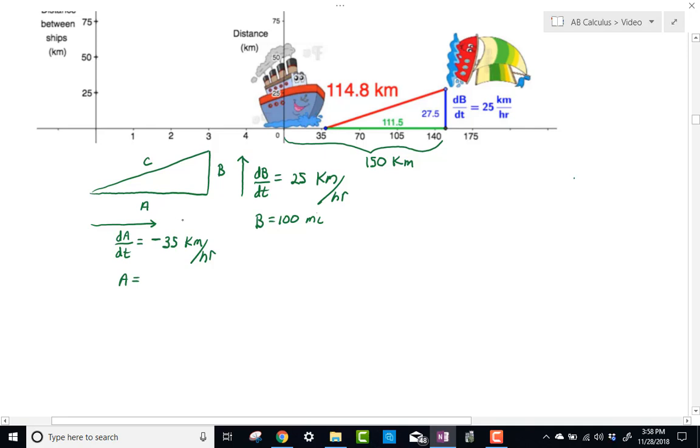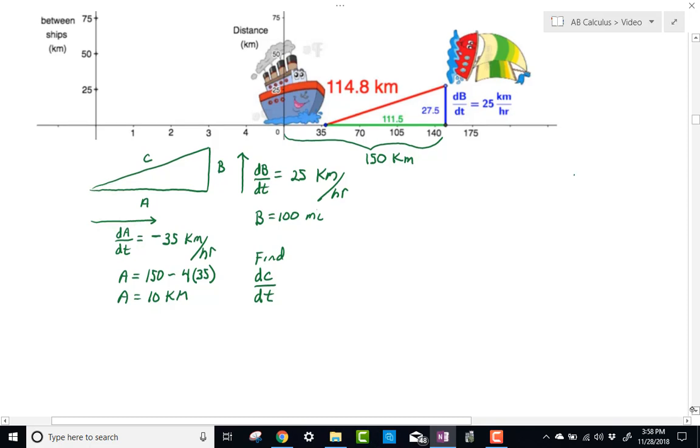Hopefully that makes sense with what's going on here. So A is equal to 150 minus 4 times 35 kilometers. All right, so A is going to equal 10 kilometers. What we need to find here is dC/dt. Let's see what we got going here.